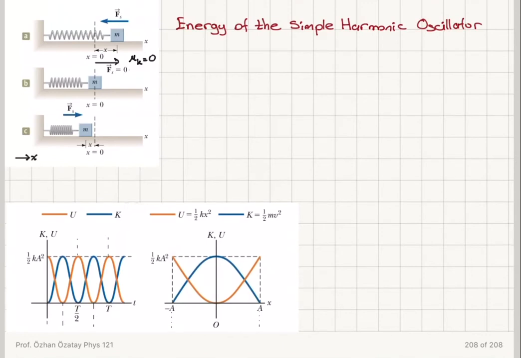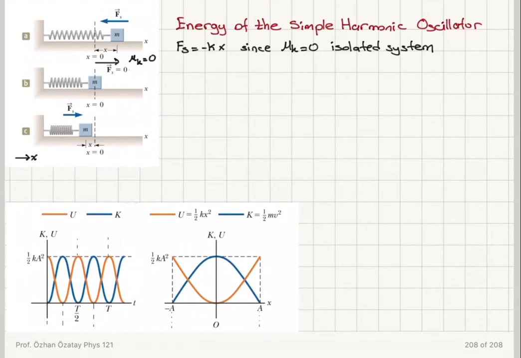Okay, so let's recall that we have this model system, which is a block with mass m that is connected to a spring. There is no friction between the surface and the block, and when the block is extended from its equilibrium position so that the spring is stretched by an amount x, it feels a restoring force Fs. And remember that this Fs is equal to minus kx.